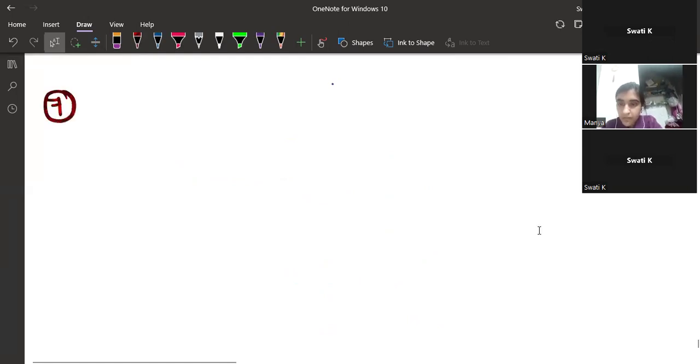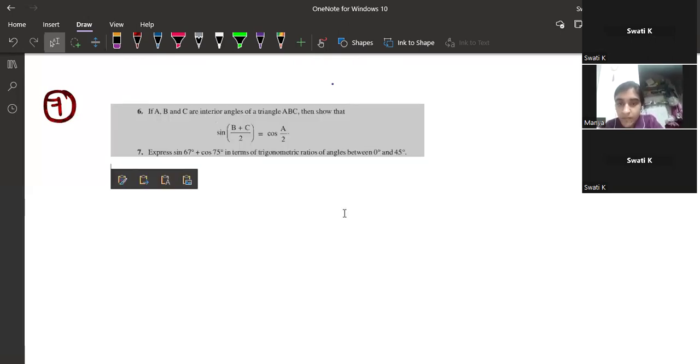In question number 7, if I just try to show you the question here once again, I'm just hoping the question will come. Yes, can you read the question, Manya? This is a very simple question, we can easily do it. Express sine 67 degrees plus cos 75 degrees in terms of the trigonometric ratios of the angle between 0 and 45. I'll tell you what to do in this question.